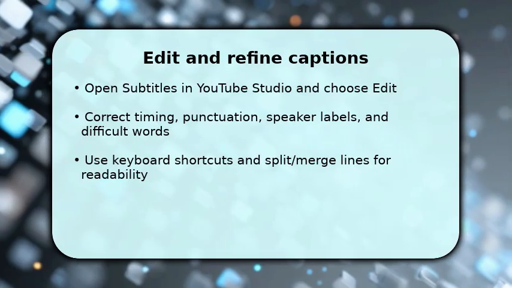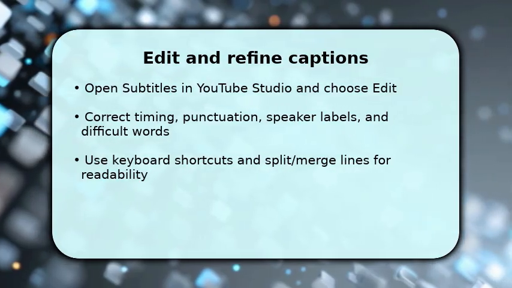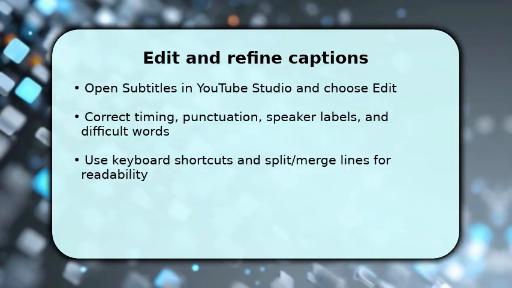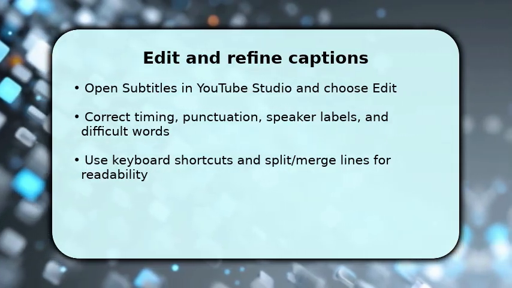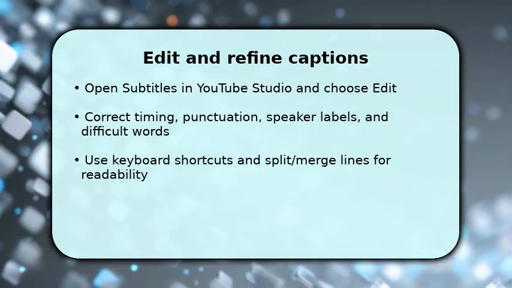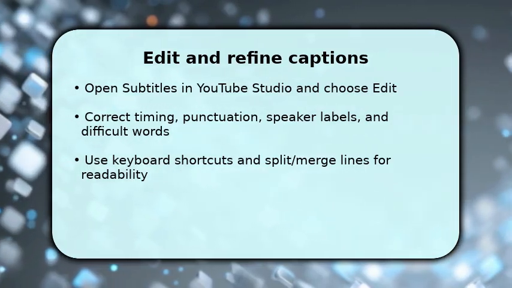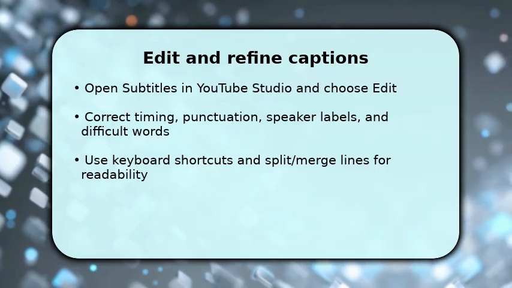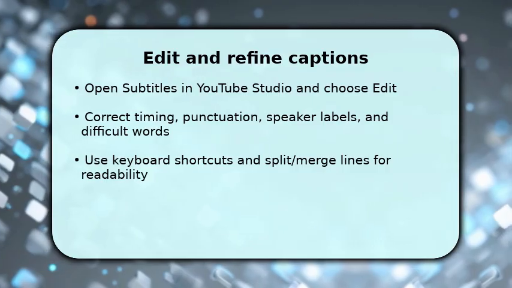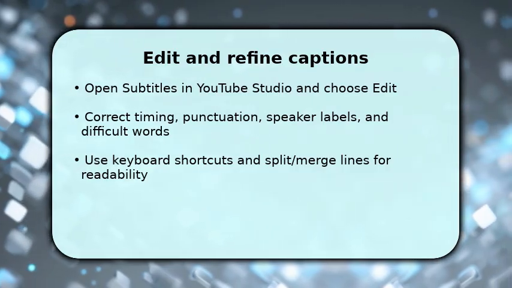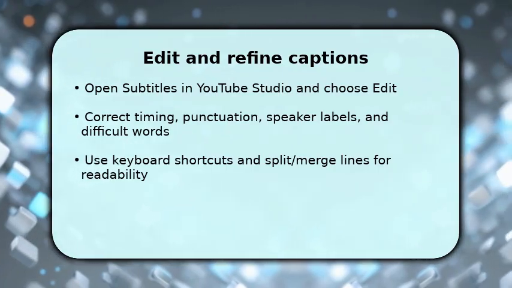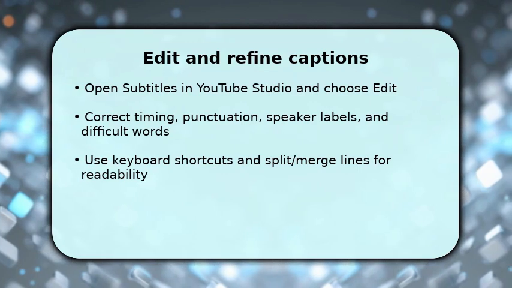Next, go into Subtitles and select Edit to review each caption segment. You will want to fix timings by dragging cues and correct punctuation, speaker names, and any misheard words. This improves comprehension and searchability. Use the keyboard shortcuts for faster navigation and split or merge lines so each caption fits on screen without blocking visuals. Also adjust character length per line and pacing so viewers can read comfortably. Precise edits make captions accessible and reduce viewer frustration.